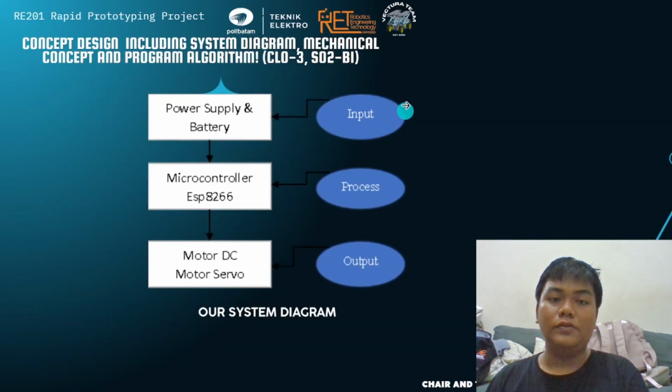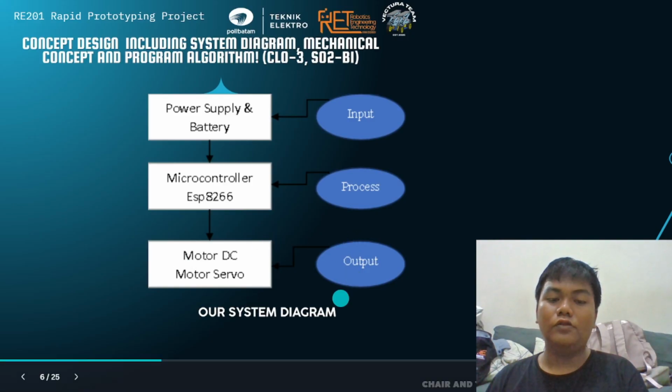This is the system diagram. Input is the supply and battery, processed by the ESP microcontroller, with output to the DC motor and servo motor.